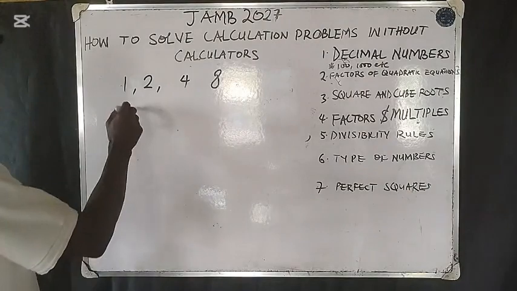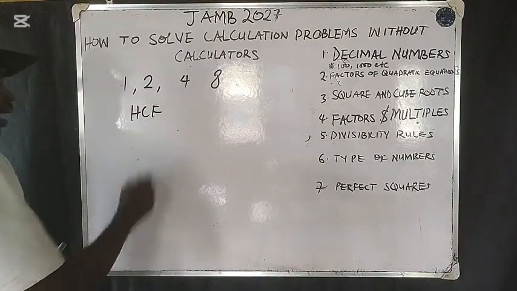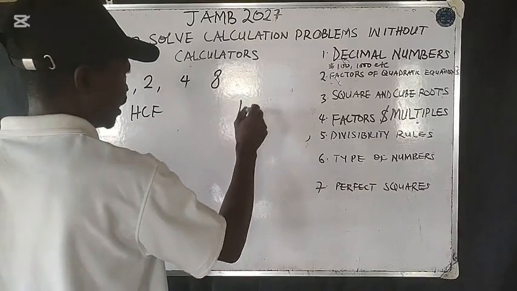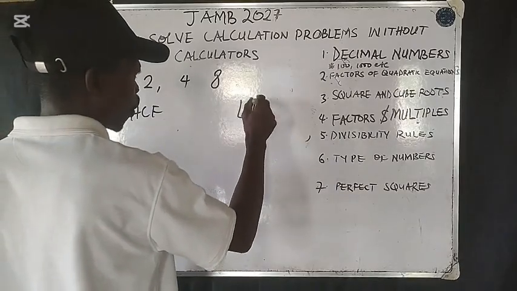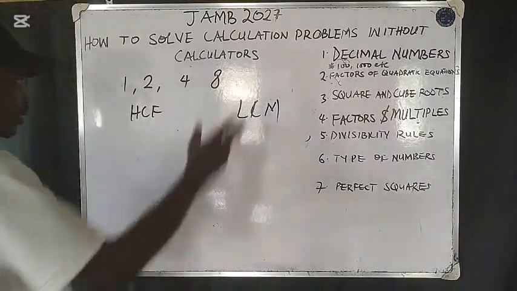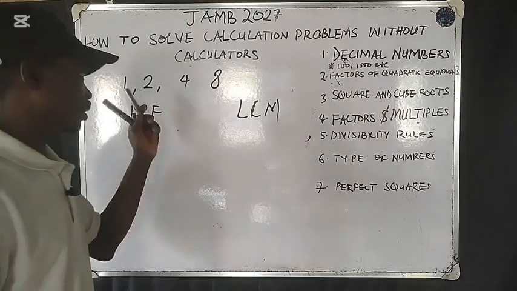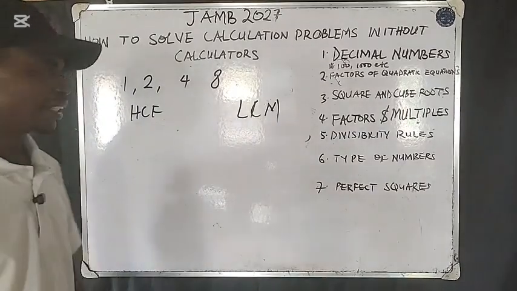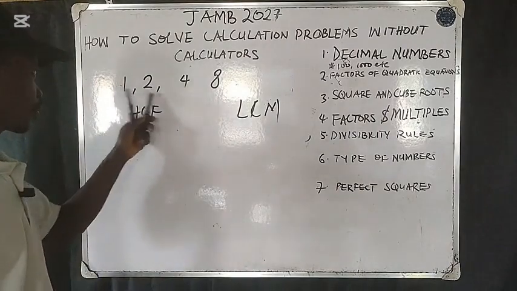So, we want to find the HCF of these numbers. At the same time, we want to find the LCM, lowest common multiple. Now I want to find the HCF of these numbers. At the same time, I want to find the LCM of the same numbers. What is going to be the HCF of 1, 2, 4, 8?